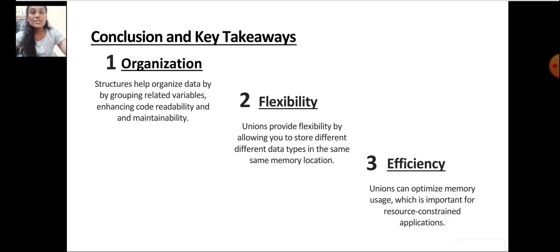Conclusion. Organization. Structures help organize data by grouping related variables, enhancing code readability and maintainability. Flexibility. Unions provide flexibility by allowing you to store different data types in the same memory location. Efficiency. Unions can optimize memory usage, which is important for resource constrained applications.